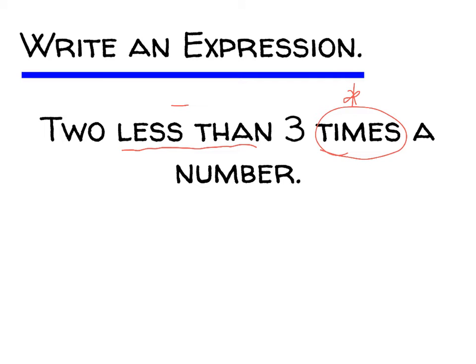So I have 2 less than 3 times a number. So 3 times a number, that's my variable. 3 times a variable. Okay, but I want 2 less than that. That means I need to subtract 2 from there. So you have to be very careful with some of these because it doesn't always go in the order that the words go in. It's really saying I need to take 3 times the number and then subtract 2 from that.